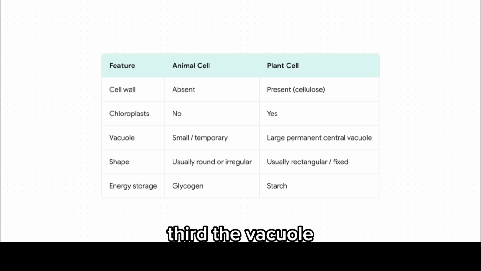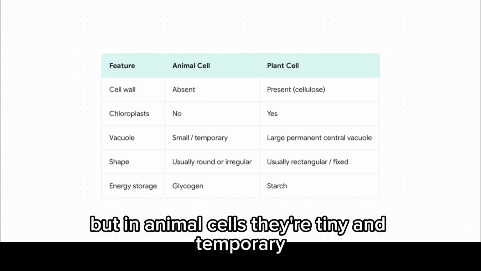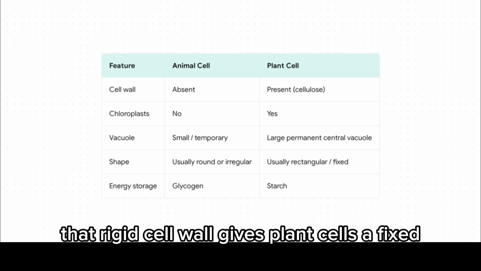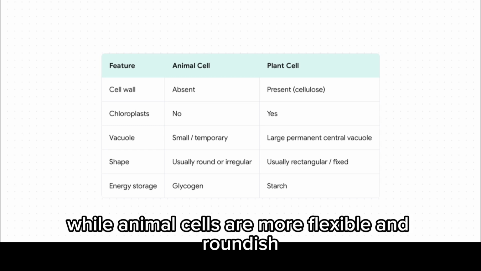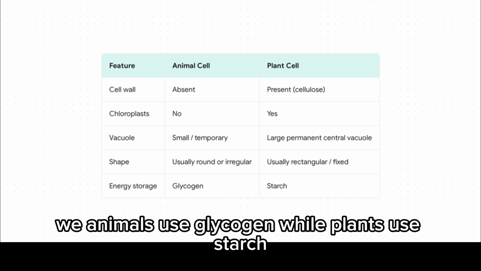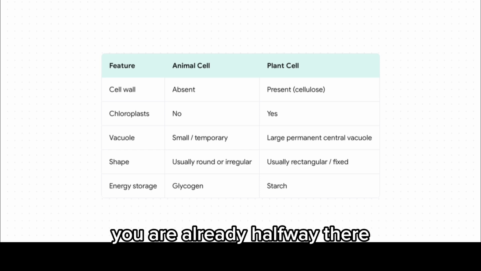Third, the vacuole, which is like a storage tank. In plants, it's this huge, permanent fixture, but in animal cells, they're tiny and temporary, if they even have them at all. Fourth is the shape. That rigid cell wall gives plant cells a fixed, kind of rectangular shape, while animal cells are more flexible and roundish. And last but not least, how they store energy. We animals use glycogen, while plants use starch. Seriously, if you can just burn these 5 points into your brain, you are already halfway there.